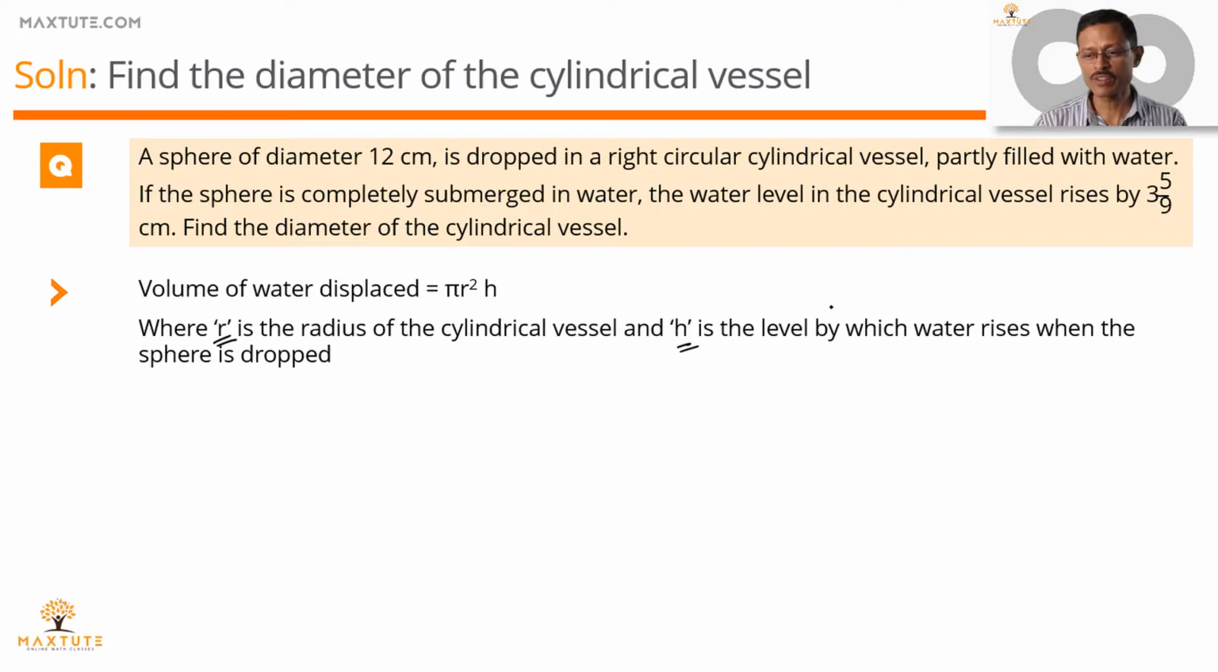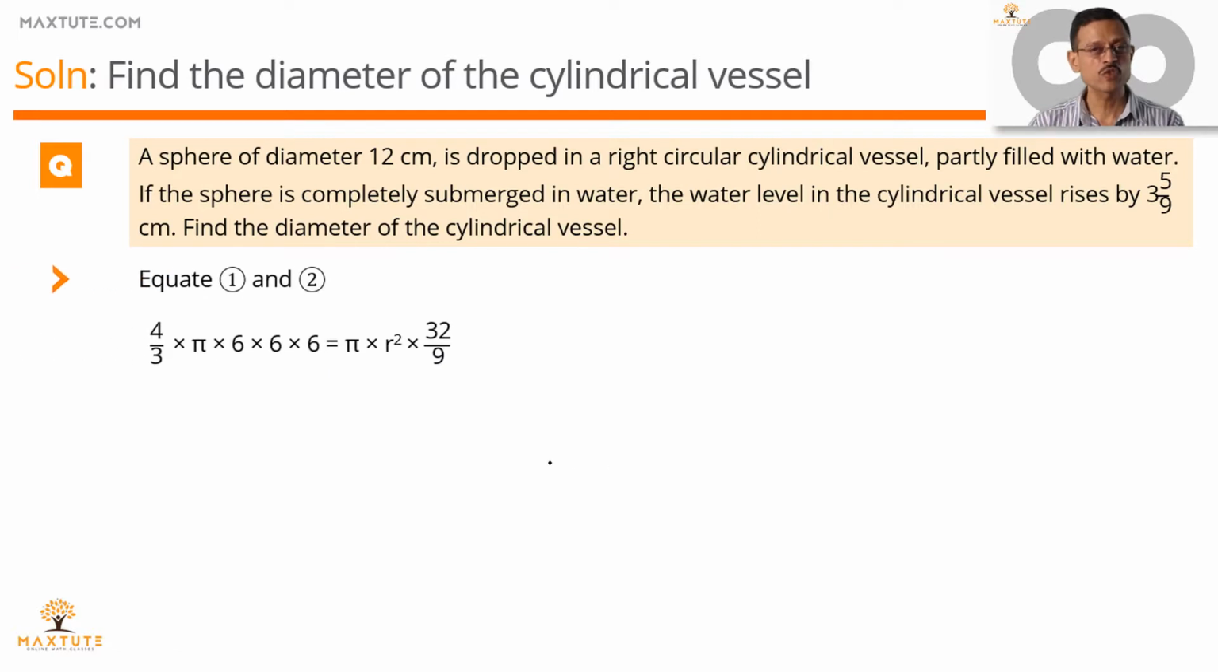Do we have that information? That we have, which is 3 and 5 by 9, which we rewrote as 32 by 9. So the height to which the water is rising is 32 by 9 centimeters. Volume of a cylinder is pi r squared h, which is equal to pi into r squared, which is what we are trying to compute, into the height, which is 32 by 9. Expression 1 gave us the volume of the sphere. Expression 2 is giving us the volume to which water has risen in the cylindrical vessel.